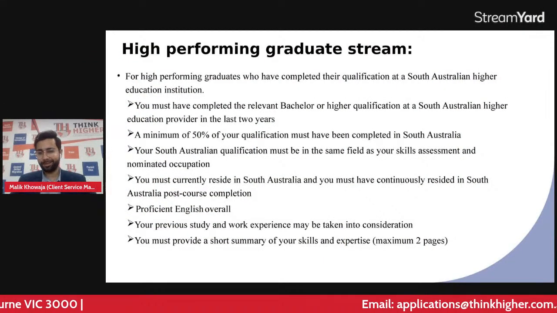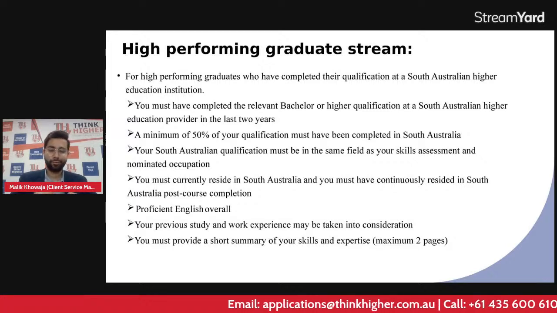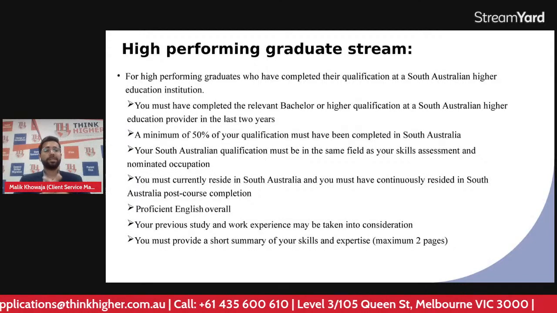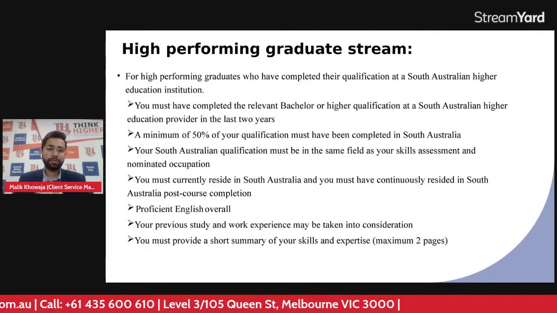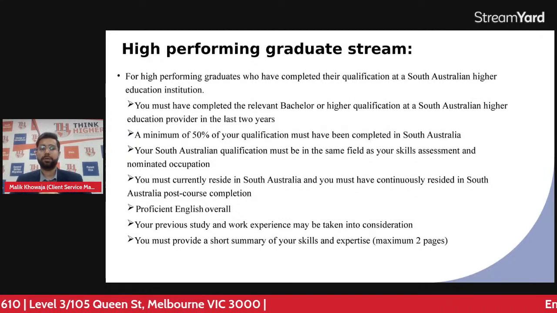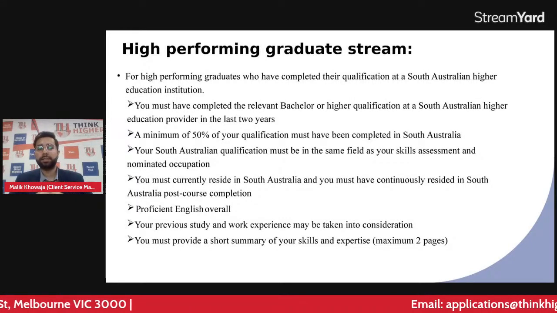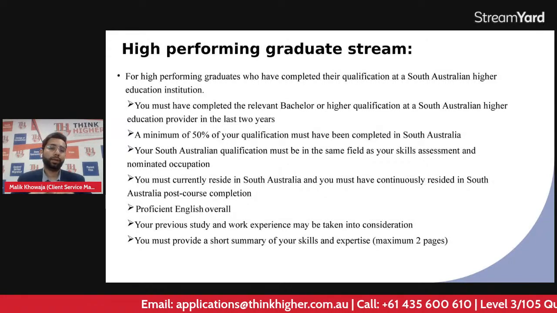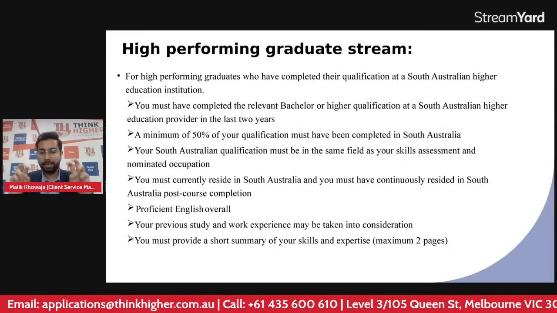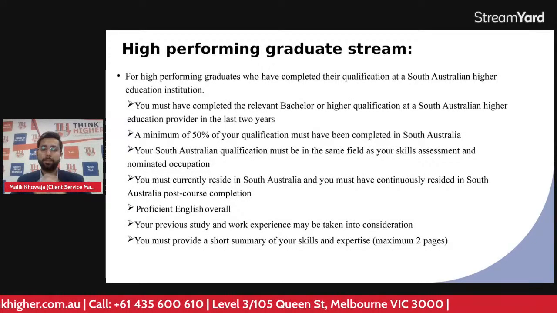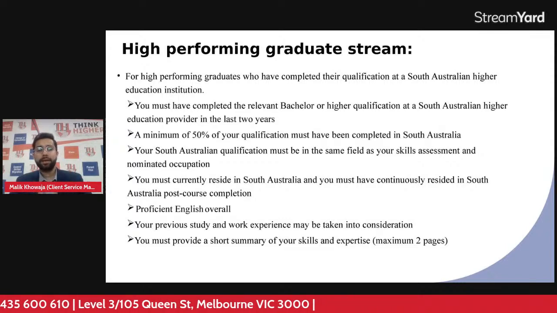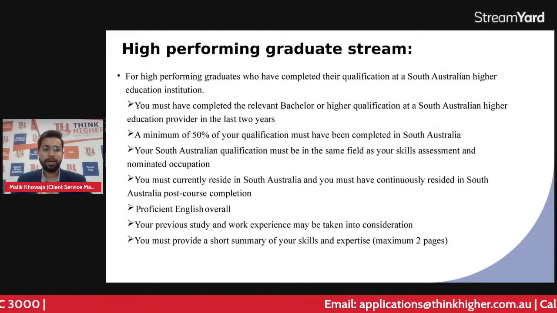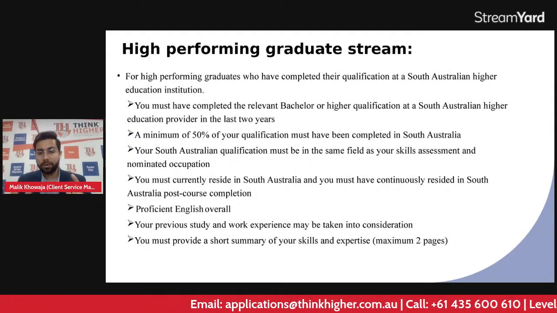Welcome back to the session. Let's continue with our fourth stream, which is the high performing graduate stream. Now, this stream is for those who have studied in Australia under the higher education institutes and have completed the qualification from there. They have specific requirements to meet in order to be called a high performing graduate. Number one requirement is that you must have completed a relevant bachelor's or higher qualification in South Australia from the higher education provider in the last 2 years.